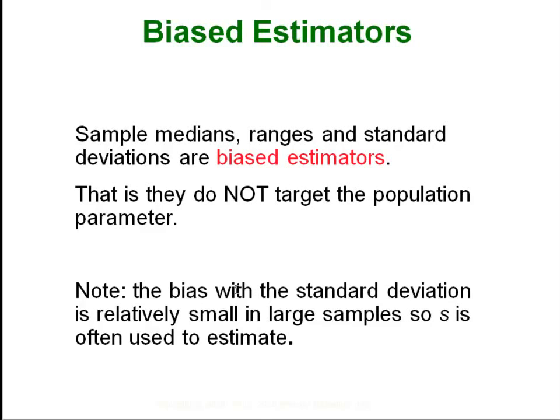That means that if we were to do this sampling distribution, the result we got for the median, the range, and the standard deviation would not actually target the population median, range, and standard deviation. Medians are really bad. As you saw from our previous example, they can be off by a lot. Ranges can also be off by a whole heck of a lot.